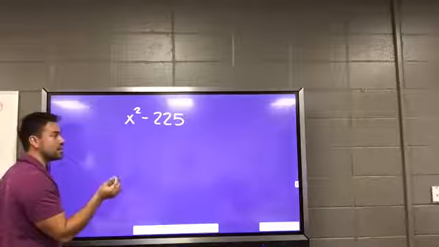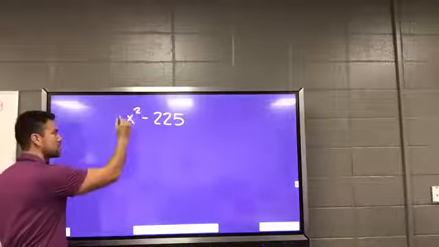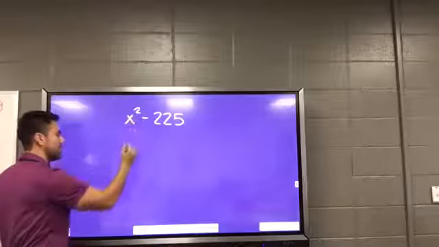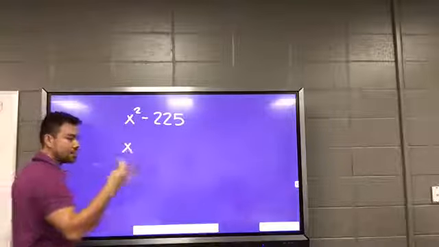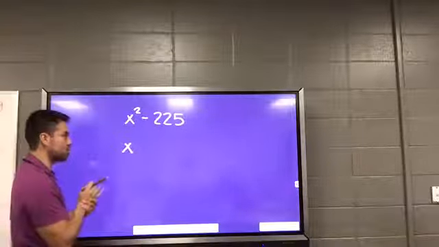And is it really a difference of two squares? Well, let me see. Can you get the square root of that? Yes. What would it be? X. So that's a yes. It's almost like the perfect square trinomial method.